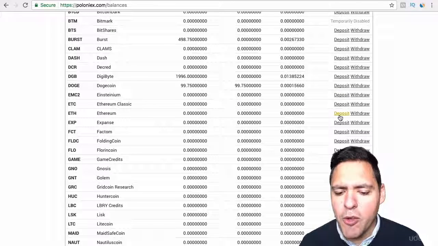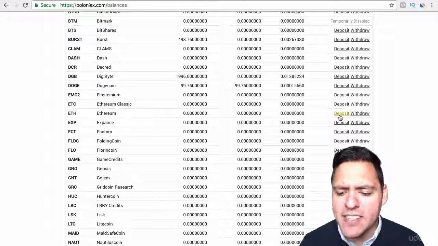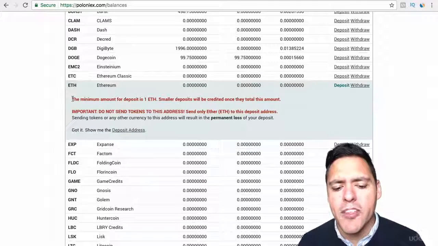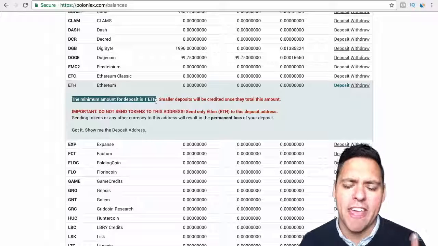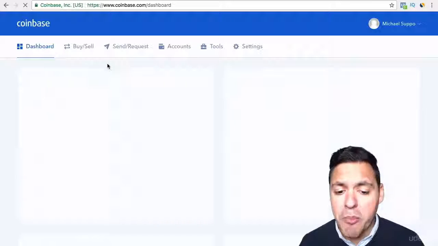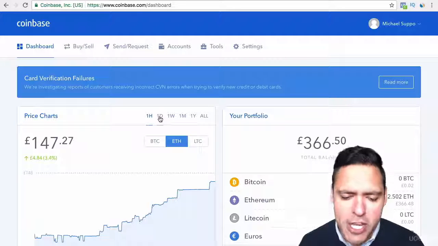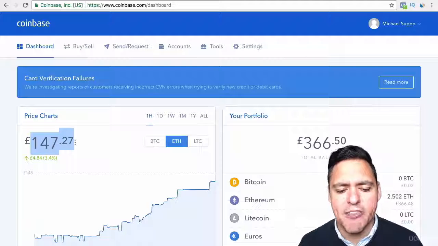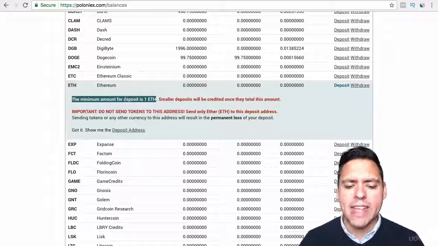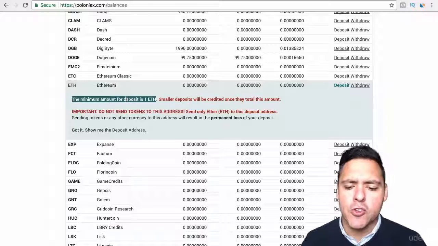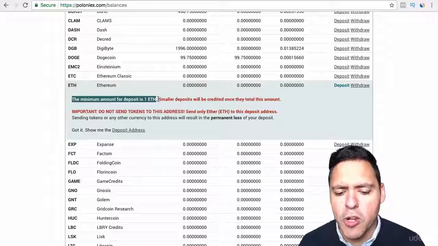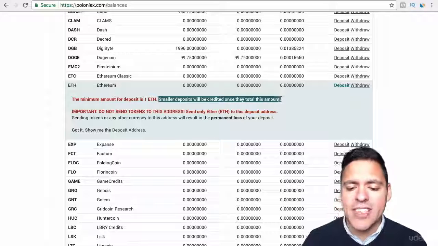If I wanted to deposit some Ethereum from Coinbase, I just go to deposit, and then it will give me this warning which says the minimum amount you need is 1 Ethereum. If we go back to Coinbase, you can see that the current price of 1 Ethereum, this will probably change by the time you see it, is £147 or about $180. So you would need to have spent $180 worth on Ethereum to transfer it to Poloniex. It says smaller deposits will be credited once they total this amount.